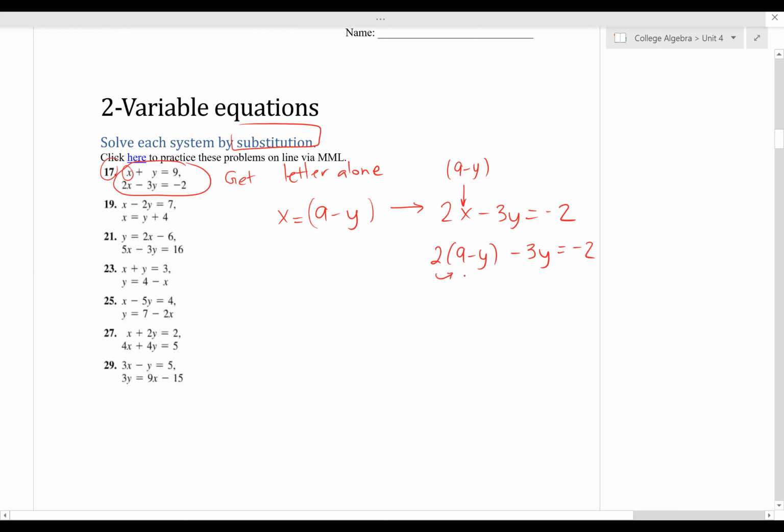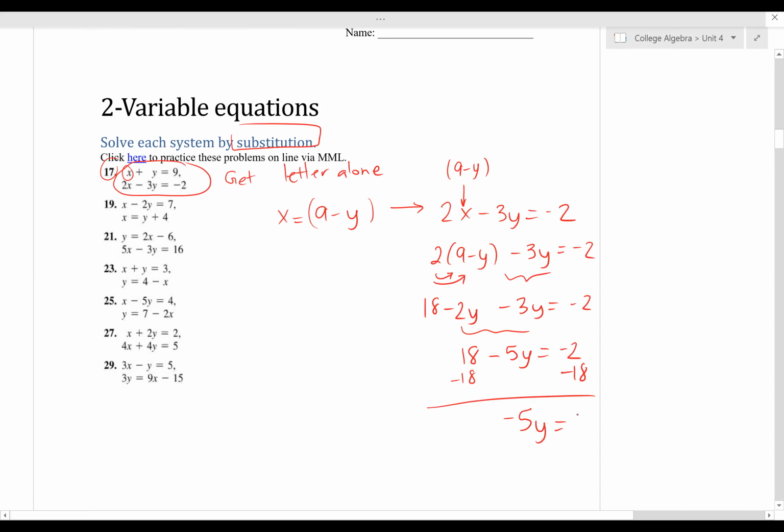And now I'm going to distribute to clear parentheses. So I have 18 minus 2y minus 3y equals negative 2. And then when we total up the y's, we have 18, and negative 2y take away 3y is negative 5y equals negative 2. And now I'm going to subtract 18 to isolate the y.